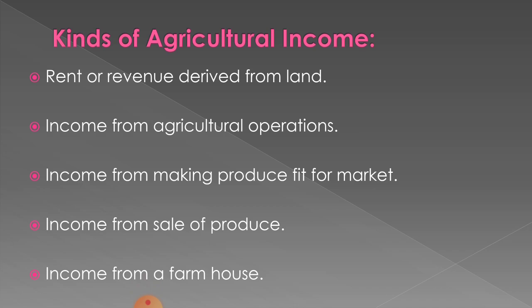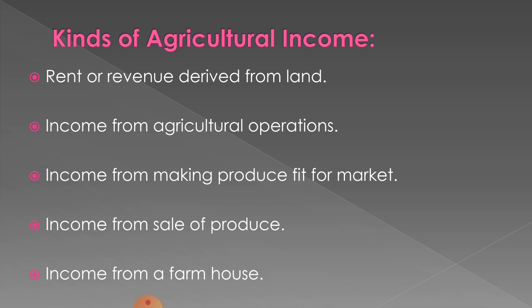If the cultivator grows the grass or he grows the trees, then the income from selling such things is considered as agricultural income. But without any human labor, if anything grows and the cultivator or owner sells it, it is not considered as agricultural income.